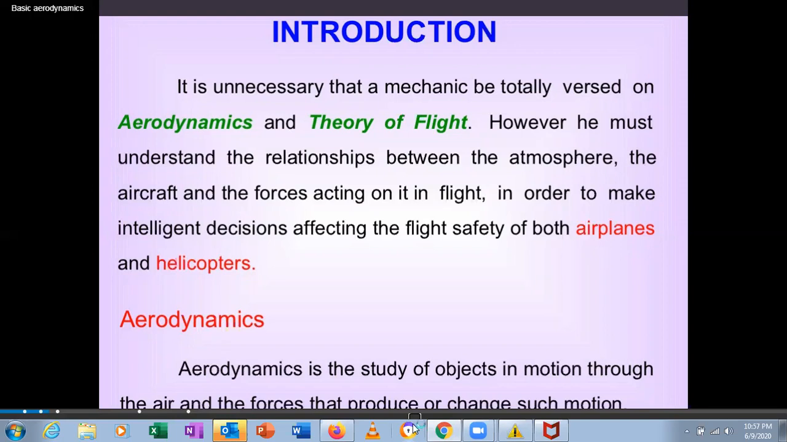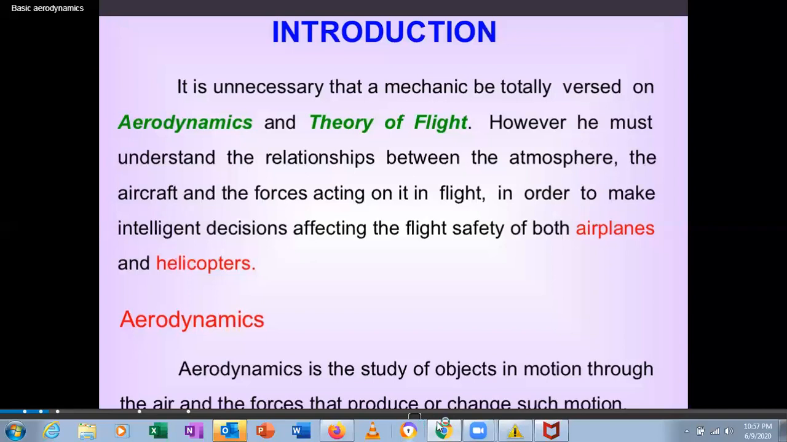However, you must understand the relationship between the atmosphere and the aircraft, because the aircraft is flying in the atmosphere. Therefore, you must know the forces which are acting on its flight, in order to make intelligent decisions affecting the flight safety of both airplanes as well as helicopters. Helicopters are called hovering crafts, where we have the rotors on the top.